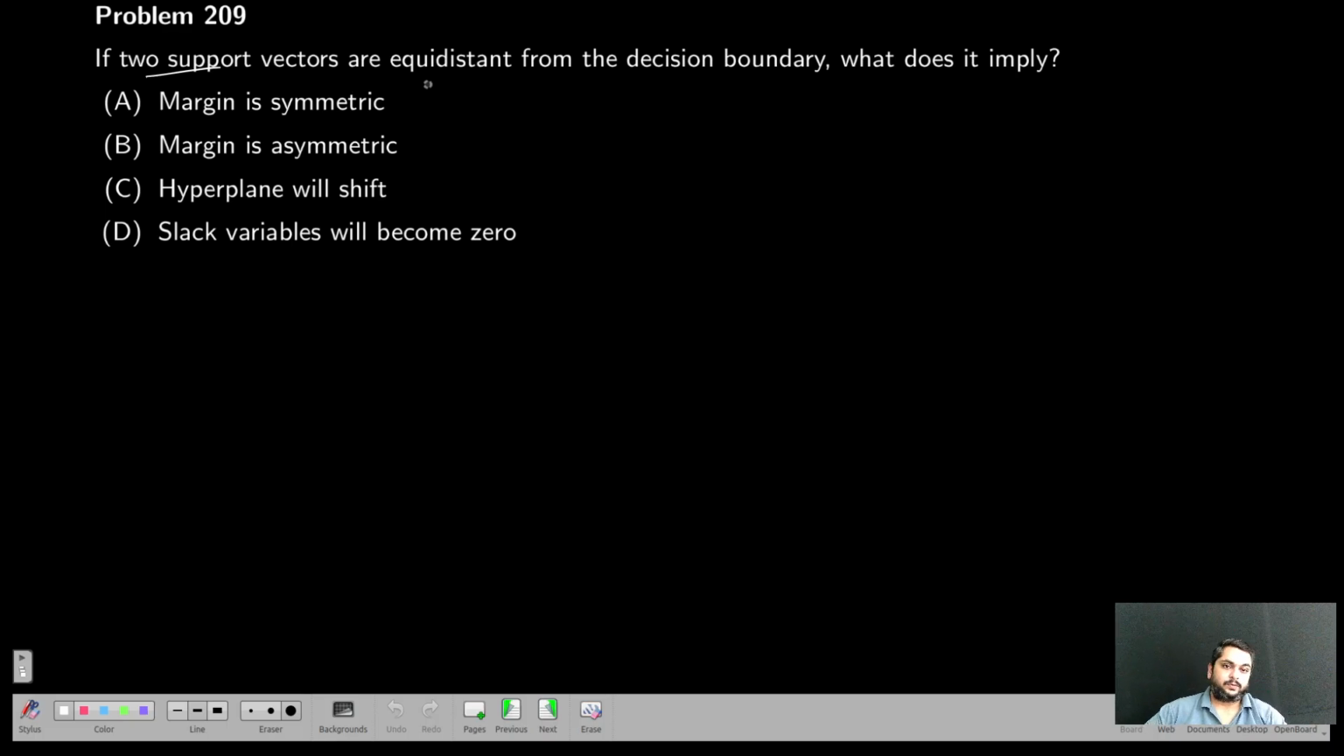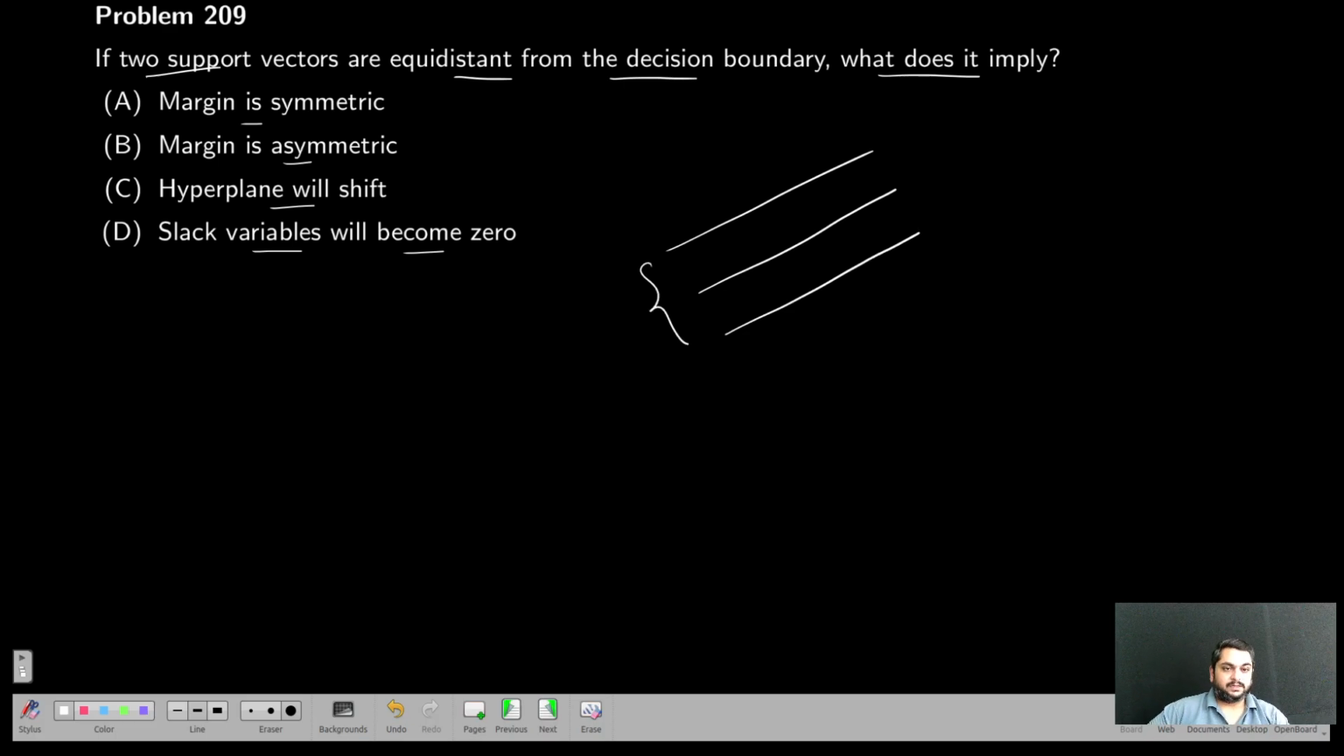If two support vectors are equidistant from the decision boundary, what does it imply? The margin is symmetric, the margin is asymmetric, the hyperplane will shift, or slack variables will become 0. See, that is the basic concept of SVM. So this margin is symmetric always. The distance between this support vector and the support vector of the other class from the plane is always 1. So it is symmetric on both sides. So this is true.